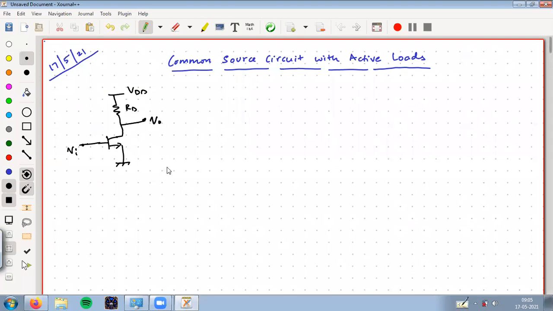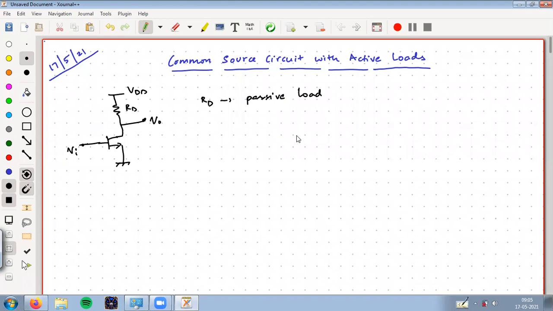So far, this is the kind of common source circuit which we have seen, where RD here is the passive load. It is a passive component. Resistors, inductors, capacitors are passive components, right? So when I'm using these amplifiers in ICs, I can't use resistors because resistors will occupy a lot of space, right?